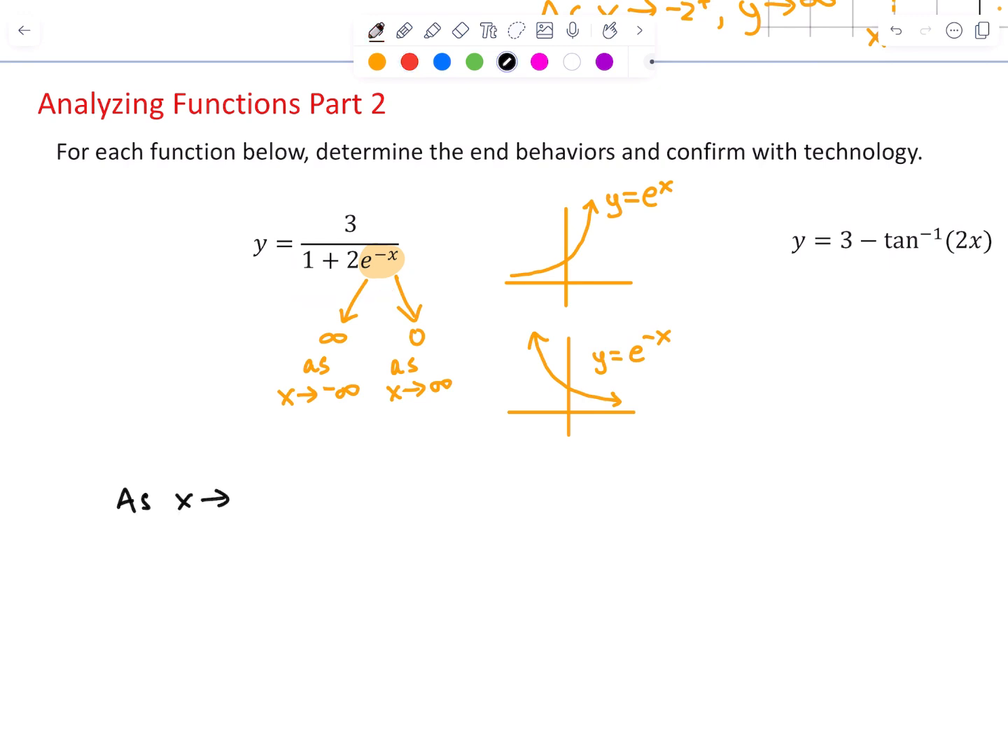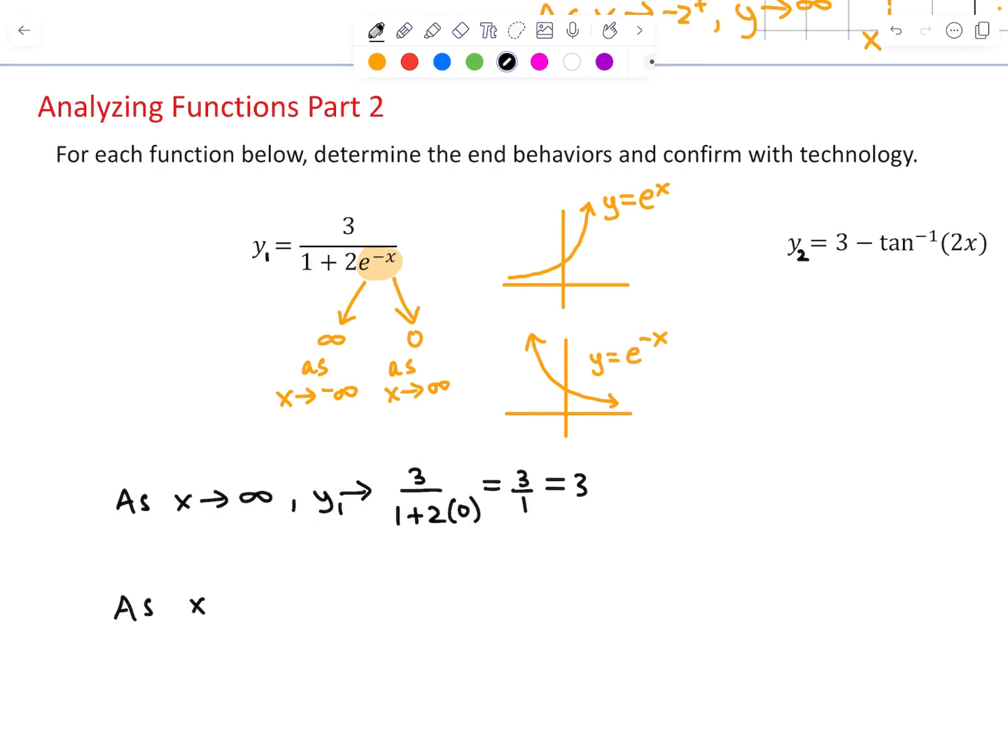So as x increases forever, the y-coordinates of this function, let's call this y sub 1, in the second example we'll call y sub 2, but y sub 1 will approach 3 over 1 plus 2 times 0. So we'll approach 3 over 1, or simply 3. And as x approaches negative infinity, y sub 1 will approach 3 over 1 plus 2 times infinity. We double infinity and add 1, it's still infinity. So we have 3 over an ever-growing denominator, which tends to 0.